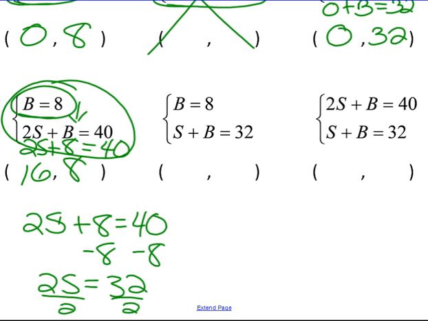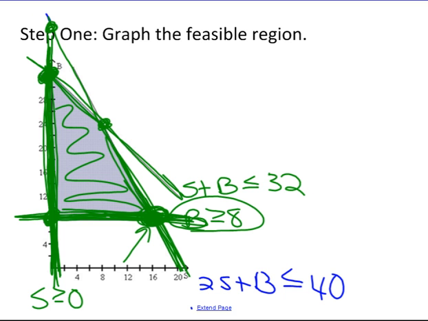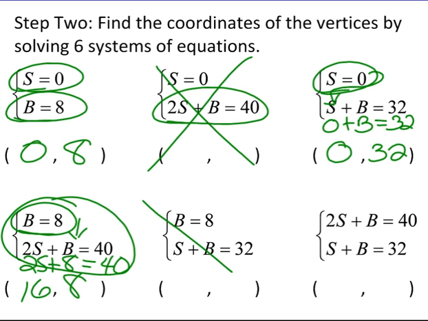b equals 8, s plus b equals 32. This is my s plus b equals 32, b equals 8. They cross out here. That is not one of the points we're interested in. Okay, so we don't have to worry about this point. So we don't need this one.